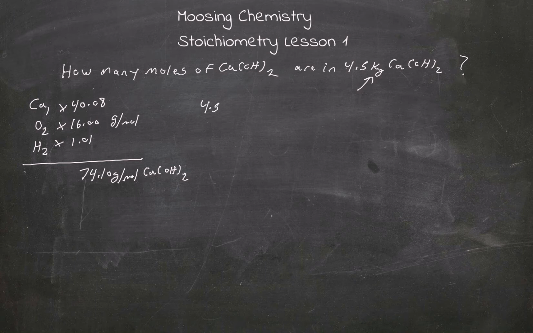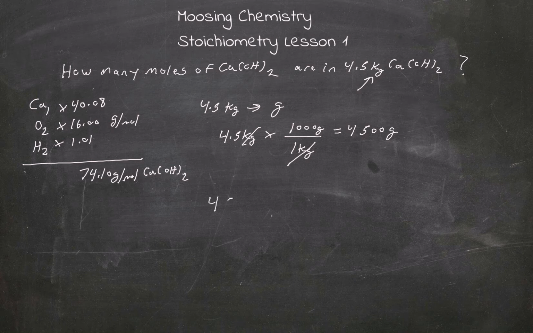Now remember, we had 4.5 kilograms of calcium hydroxide. So we need to turn it into grams of calcium hydroxide. We have 4.5 kilograms times 1,000 grams on top and 1 kilogram on the bottom. What we're doing is converting our units. This gives us approximately 4,500 grams.